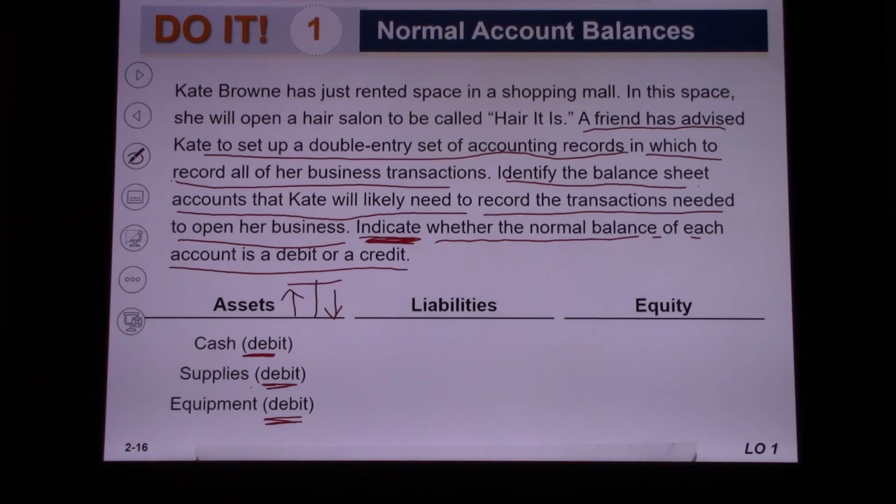Also, Kate will have the following liability accounts: notes payable and accounts payable. And what is the normal balance for these accounts? Liabilities increase on the credit side here and decrease on the debit side. The normal balance will be on the credit side here.